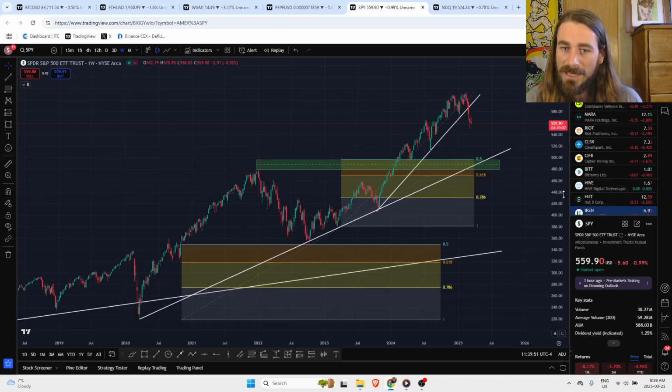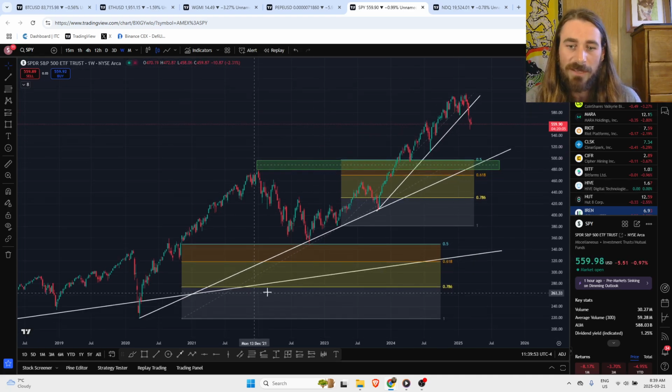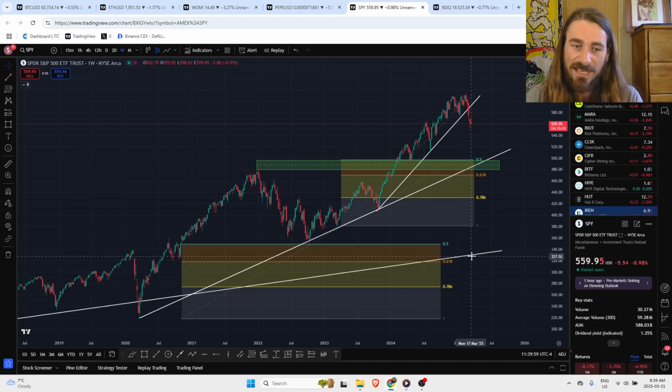But there might be the chance that we lose this trend line, in which case you're looking at that potential to come visit this trend down here. That's not my base case, but it is something we need to be aware of.